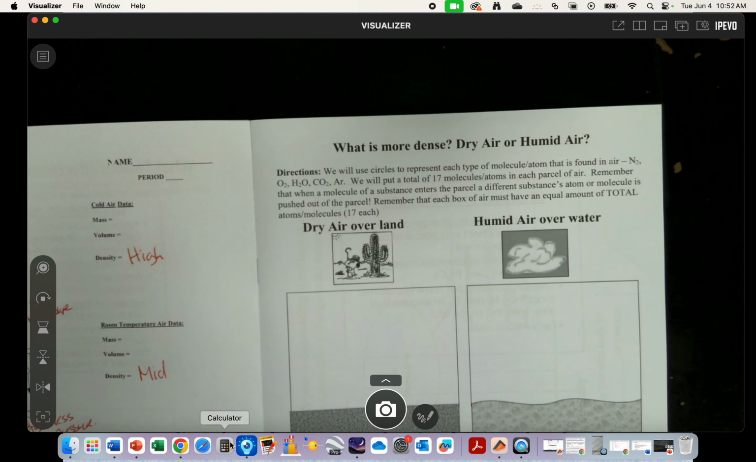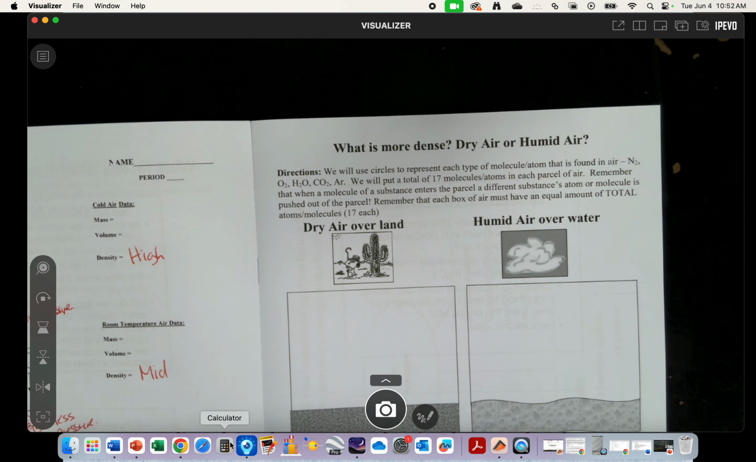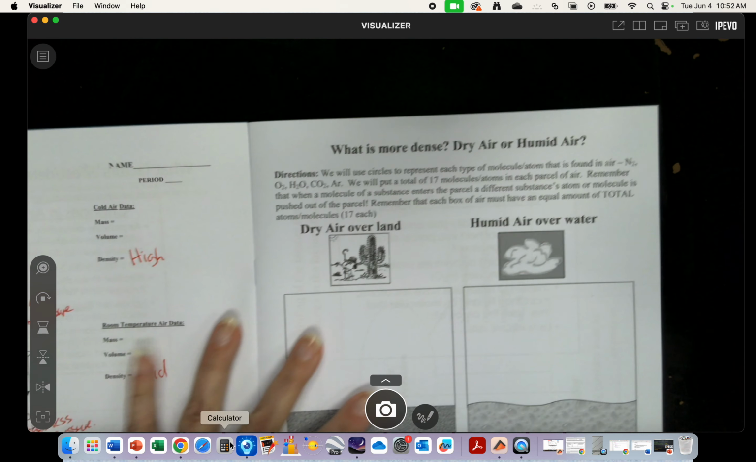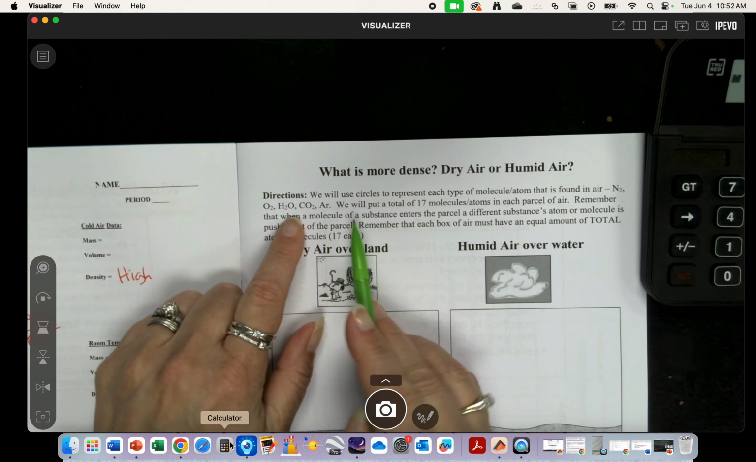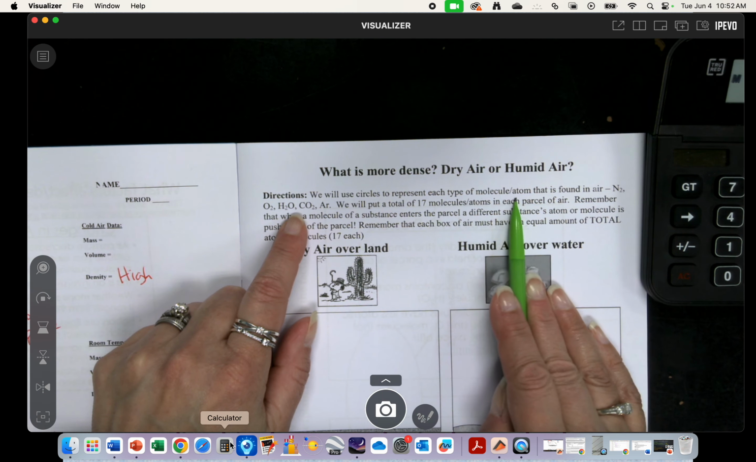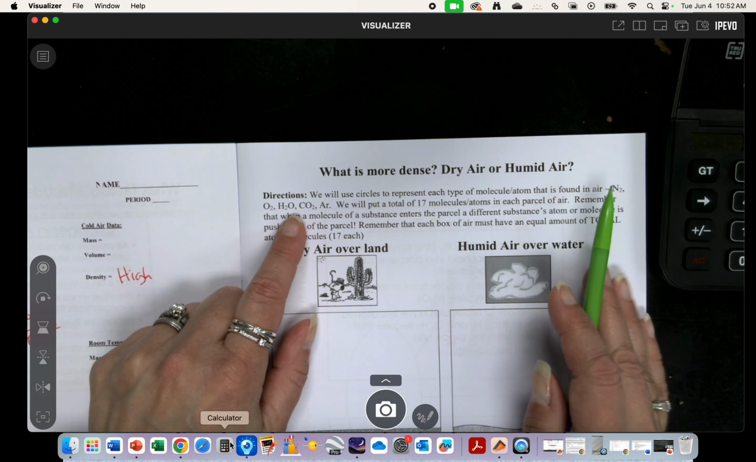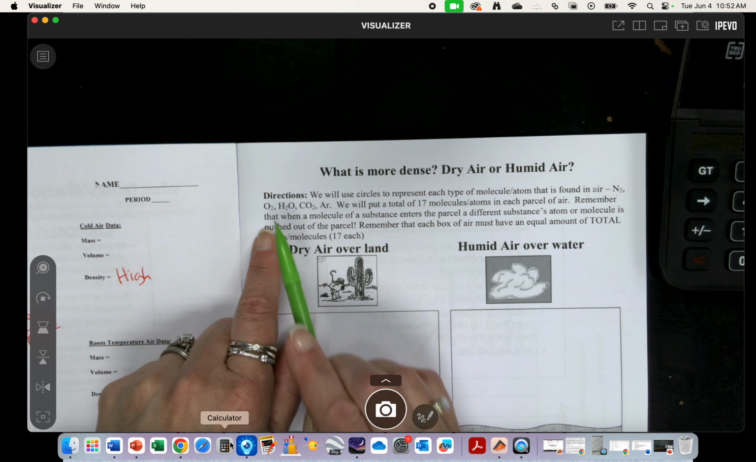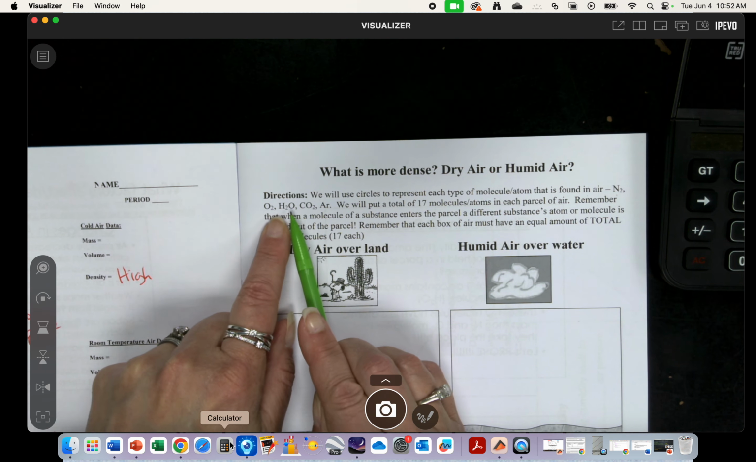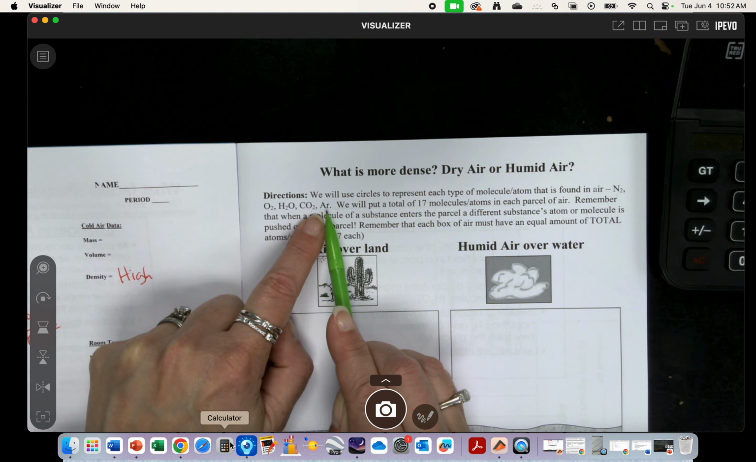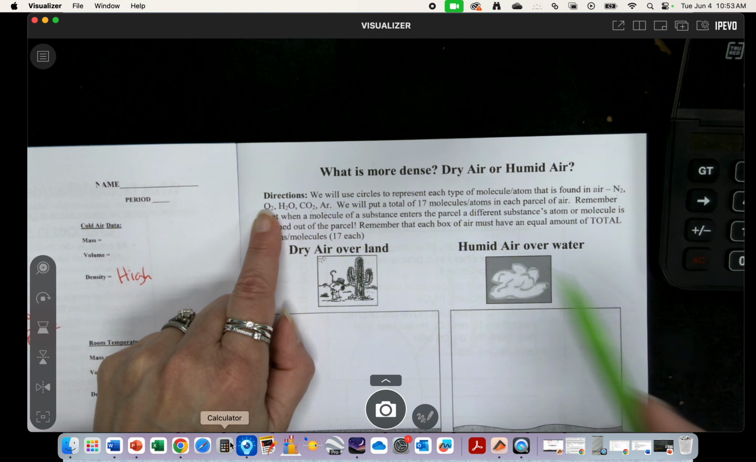All right? You're going to need a pencil because we're going to draw. And you have your calculators ready? Calculators ready. Okay. We're going to use circles to represent each type of molecule or atom that is found in air. Now, what are the big 5? Nitrogen, which is N2, oxygen, which is O2, water vapor, which is H2O, carbon dioxide, which is CO2, and argon, which is just Ar. It's just a single atom. The rest of these are molecules.